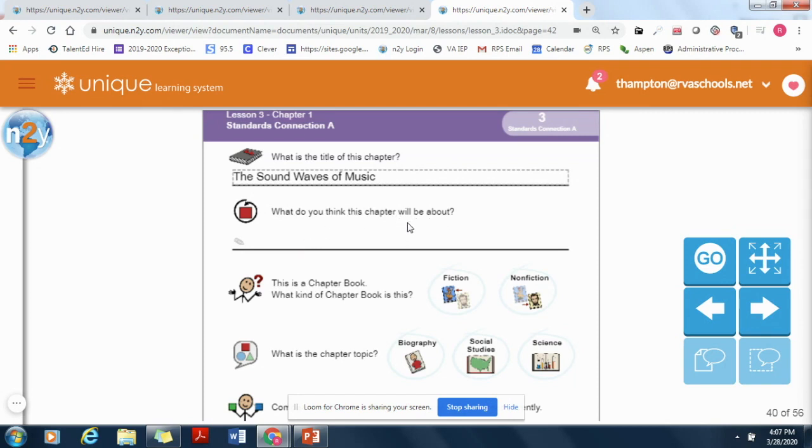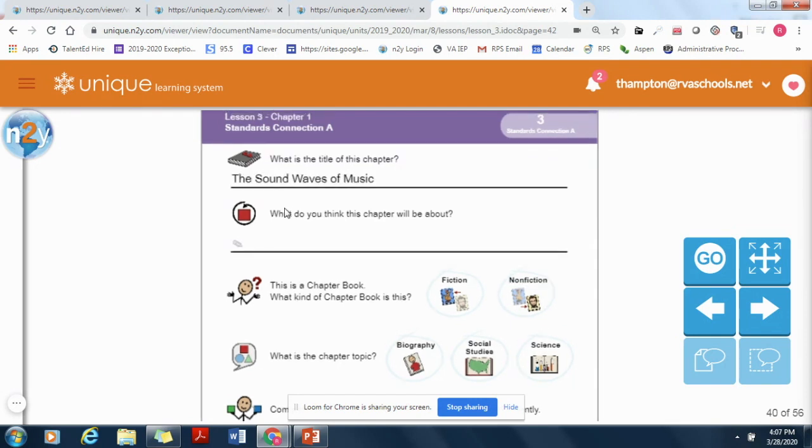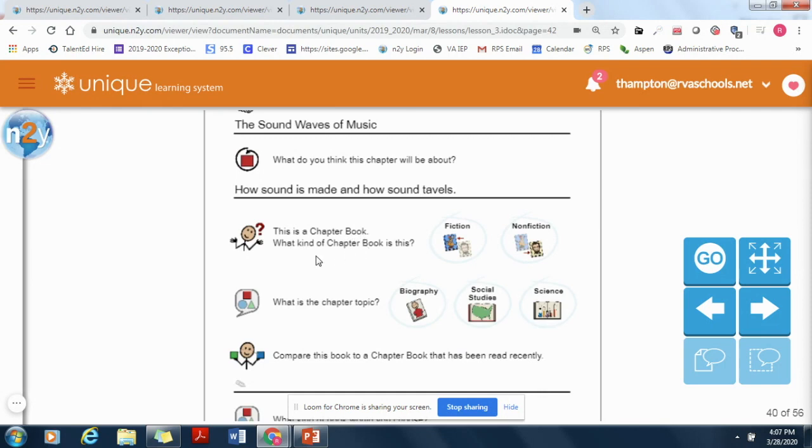What do you think this chapter will be about? Well, we've already read it. So what is it about? What was it about? You're absolutely right. It was about sound. And I would even say how sound is made and how sound does what? Travels. Good.